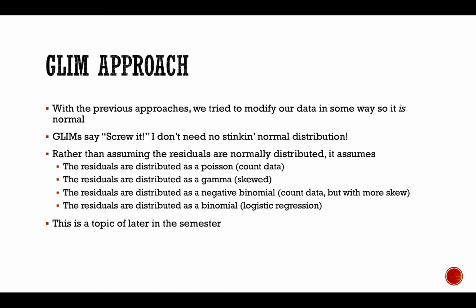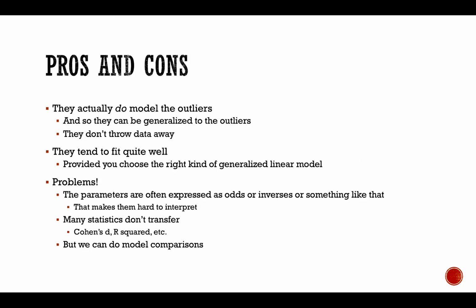Rather than assuming the residuals are normally distributed, it assumes that, for example, the residuals are distributed as a Poisson, for count data. Or the residuals are distributed as a gamma, which is a skewed continuous distribution. Or you might say my results are distributed as a negative binomial, where this is count data like the Poisson, but it has a bit more skew. Or you might say the residuals are distributed as a binomial, in which case we're using logistic regression. Now this is a topic for later in the semester. Excellent topic though.